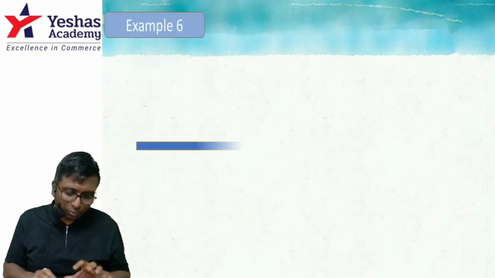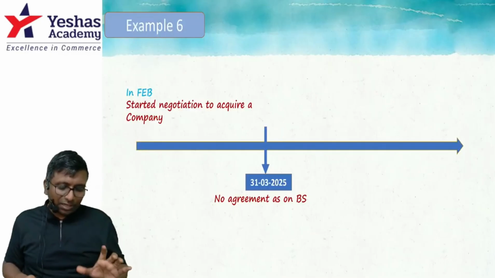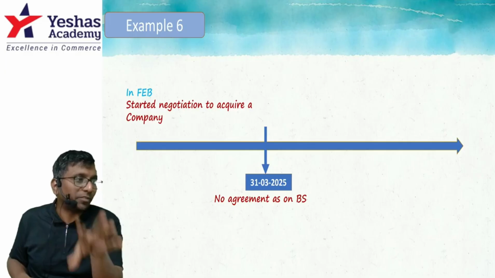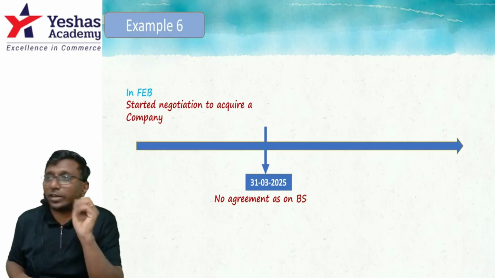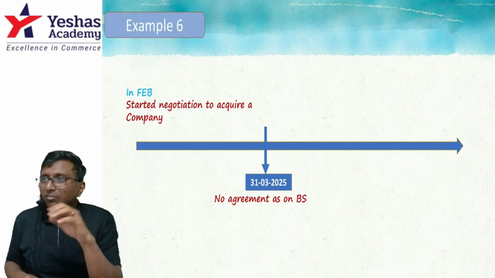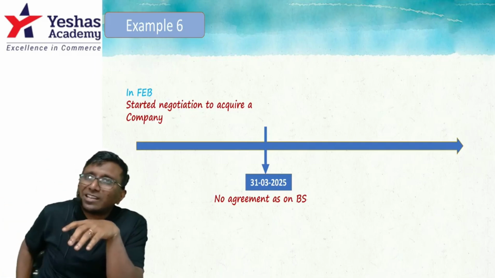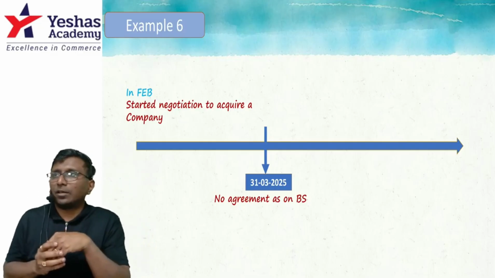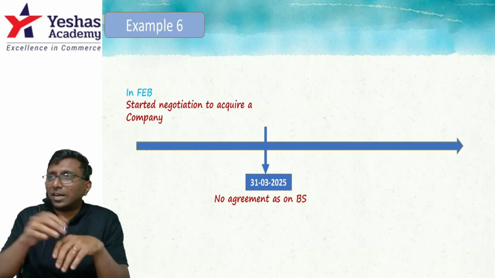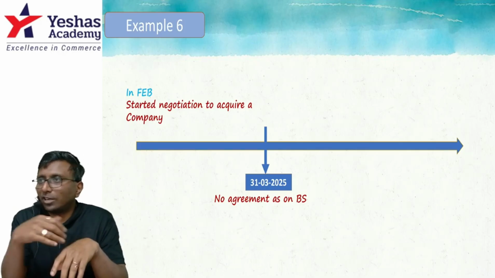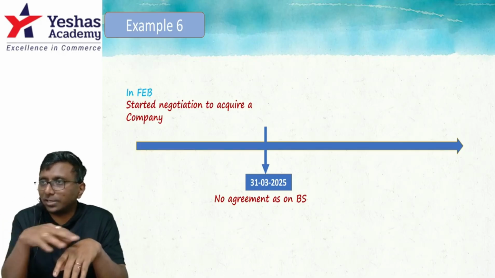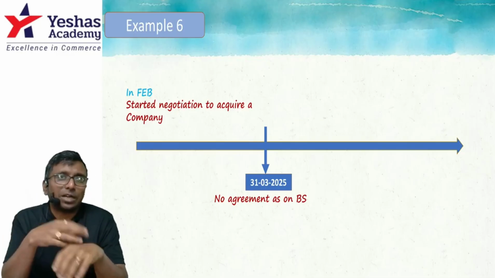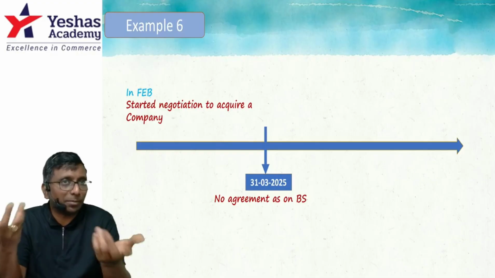Yeah. Let's look at some more examples. Very important. Listen, this is a small example. All of you will answer just like that. In the February month, we started negotiating to acquire a company. One company wants to acquire another company. It cannot happen so fast. It will take some time. Maybe the other party is not interested in selling. We'll send our brokers or somebody. The offer price will be important. If it is a very good offer, they may look at it.